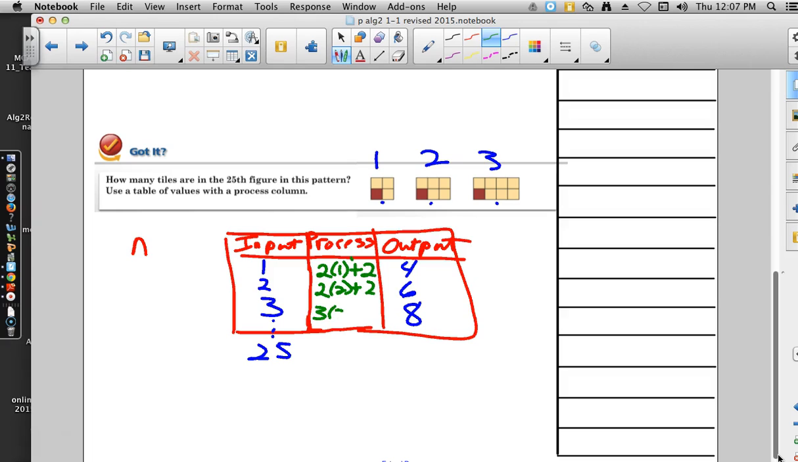Will 3 times 2, actually I should reverse that in the parentheses like I did the other ones so that you can follow it. Will that give me 8? And the answer is yes.